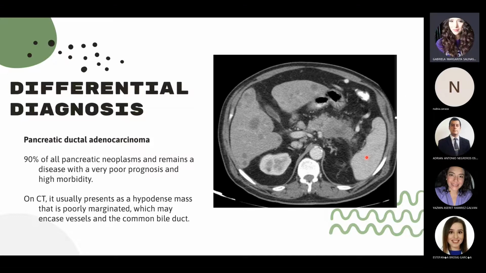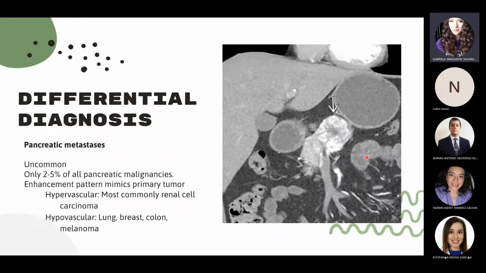Another differential diagnosis is pancreatic metastases. These are uncommon, only 2 to 5% of all pancreatic malignancies. Enhancement pattern mimics the primary tumor. This is important. In case of hypervascular, the most common is renal cell carcinoma. In hypovascular are the lung, breast, colon, and melanoma.